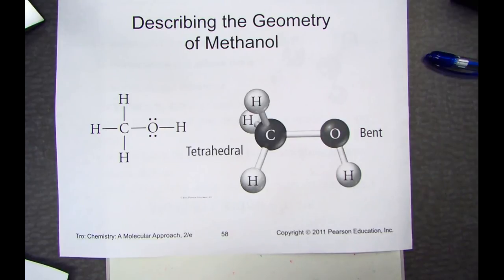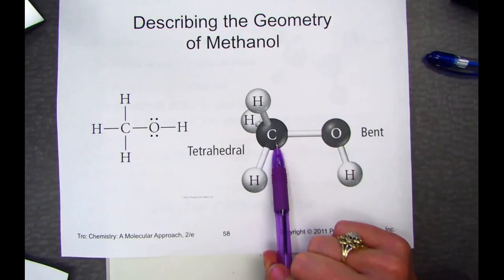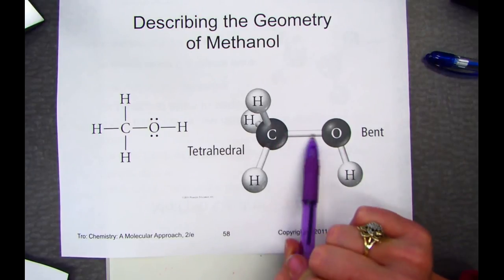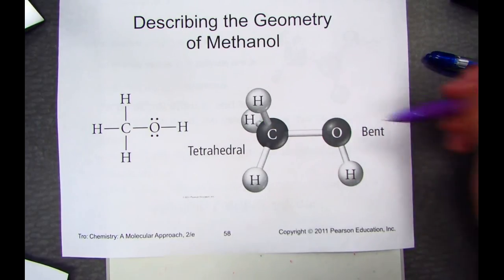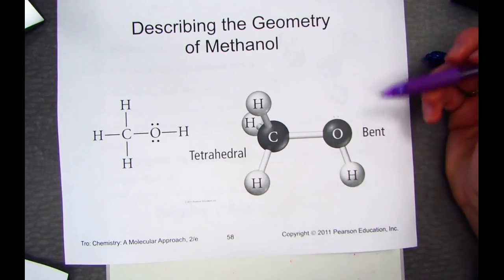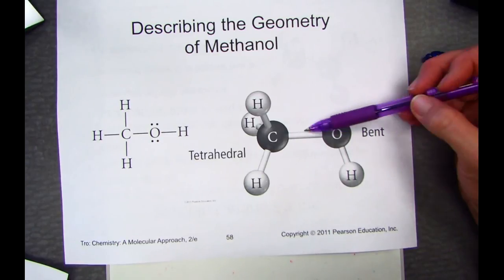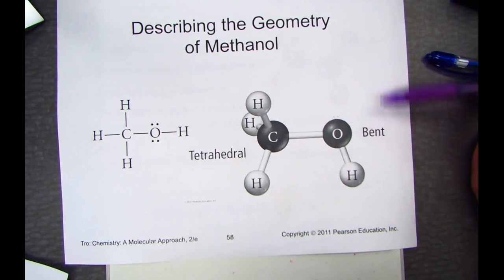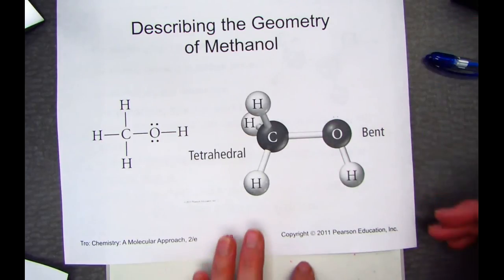Here's methanol, CH3OH. The molecular geometry around the carbon would be tetrahedral. It has 4, 4, 0. Here's the oxygen. Oxygen has 4, 2, 2. 4 electron domains, 2 that are bonded, 2 that are not bonded, giving us a bent molecule. 2 central atoms, 2 different answers for the molecular geometry.